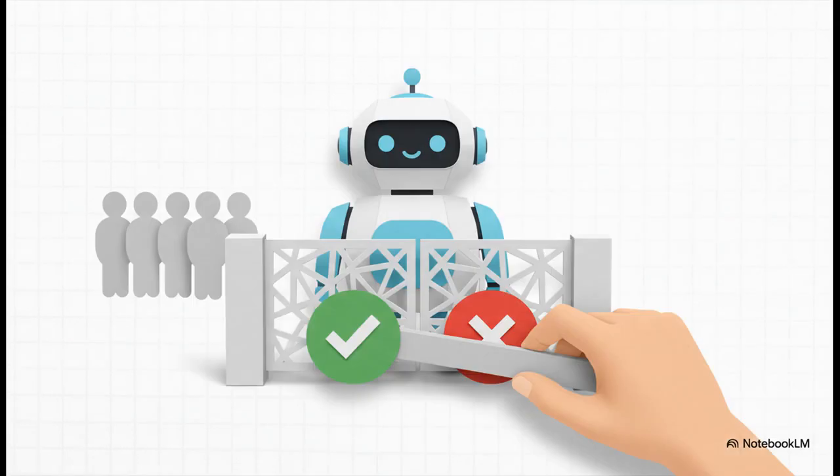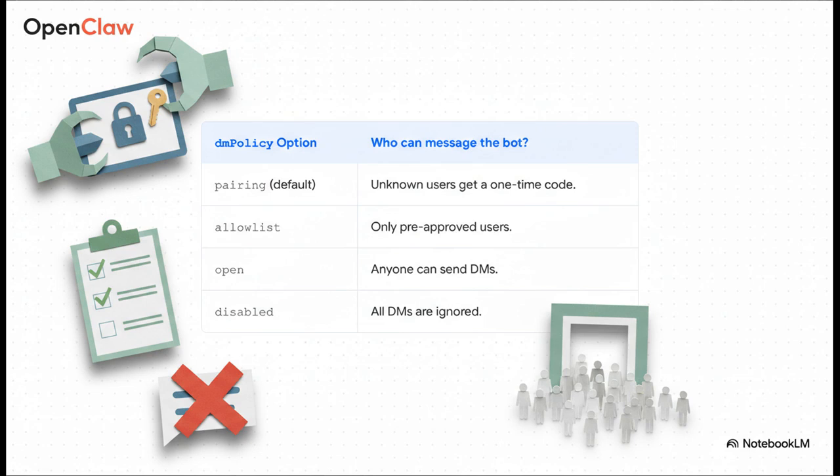But look, out of all those options, the very first thing you should probably configure is access control. You need to decide who gets to send messages to your AI assistant, and this is all handled by one simple setting called DM policy. This table breaks it down perfectly.